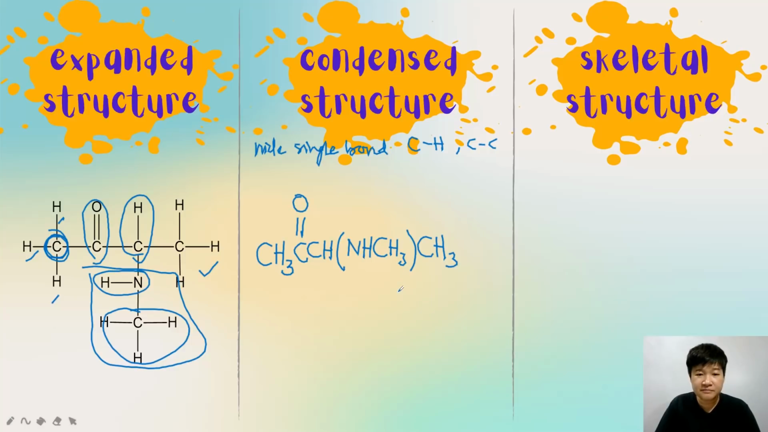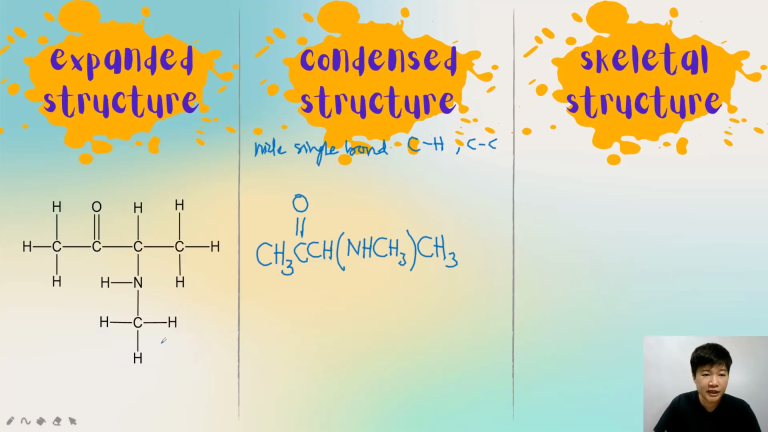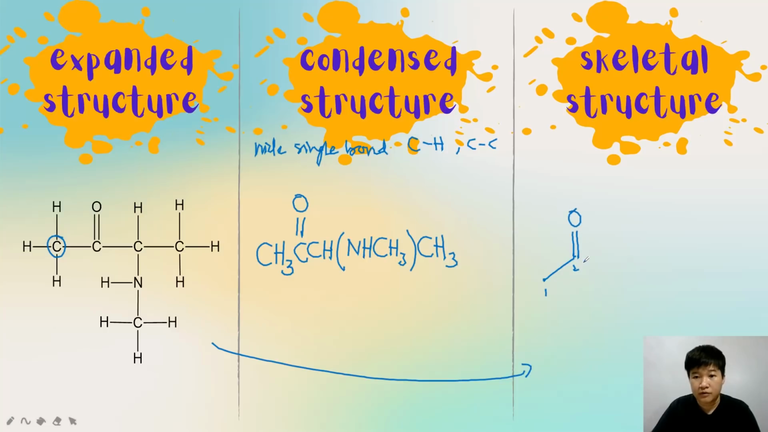Simple. Alright. Next, we are going to change this expanded structure to your skeleton. So let's see. I start off with the first dot, which is a carbon. That is my first carbon, bonded to a C double bond O. So this is my first carbon. This is my second carbon. This second carbon is bonded by double bond to O. Okay, so we are done with that.